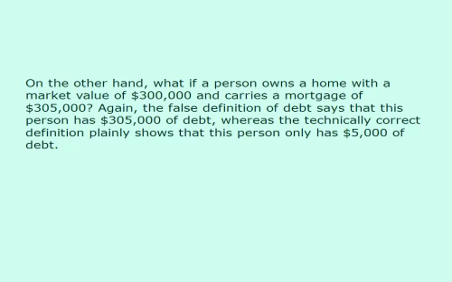On the other hand, what if a person owns a home with a market value of $300,000 and carries a mortgage of $305,000? Again, the false definition of debt says that this person has $305,000 of debt, whereas the technically correct definition plainly shows that this person only has $5,000 of debt.